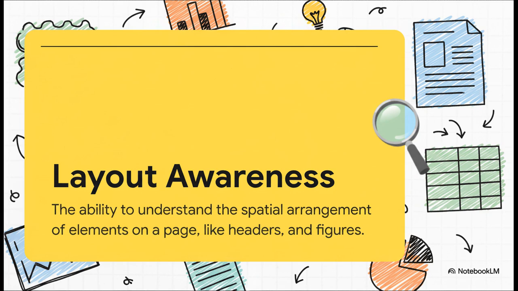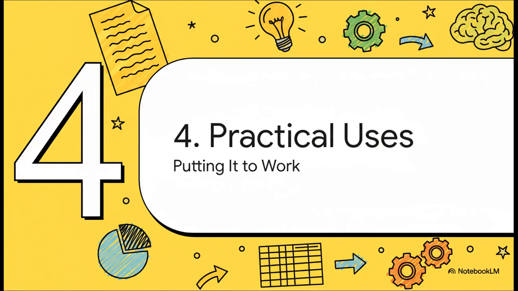And the final piece of this toolkit puzzle is layout awareness. This is all about getting context from position. The AI learns that, hey, that big block of text at the top, that's probably a title. And that little sentence underneath an image, that's a caption, and it's related to that image. This spatial understanding stops it from just seeing a jumbled mess of words and helps it grasp the document's real meaning.